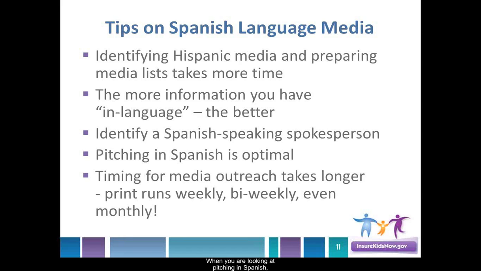When you're looking at pitching in Spanish, it is always optimal. A lot of times because the Hispanic media outlets are understaffed, you're dealing with folks that are covering several beats. They're extremely busy, and they are native Spanish speakers, and it's a lot easier for them to communicate in their language. So starting that relationship and creating a relationship with those members of the press is very important.